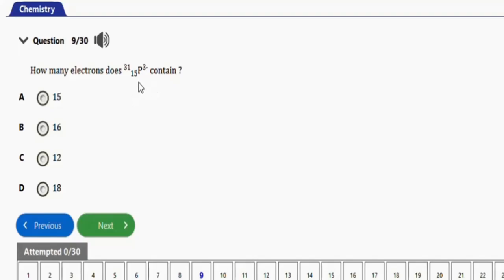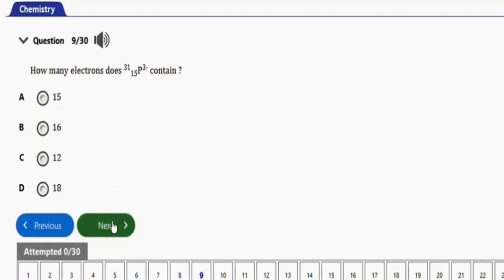So this is phosphorus, guys, and it's a non-metal. Since it is a charged atom taking part in a chemical reaction, it's going to gain 3 electrons to attain stability. Once it gains these 3 electrons, the number of electrons will now be 18. This minus 3 power shows that it's gaining 3 electrons. So the right option is option D. 15 plus 3 will be 18.